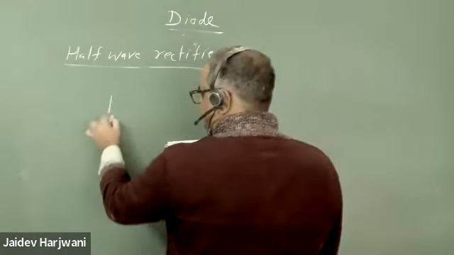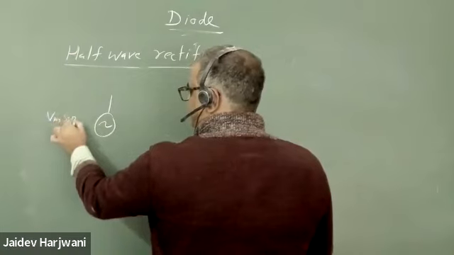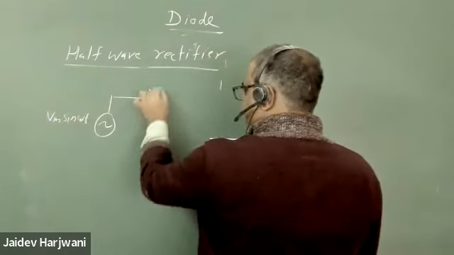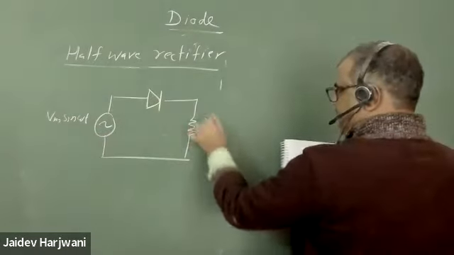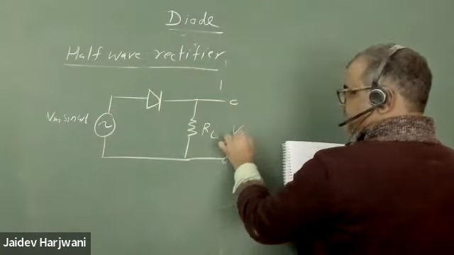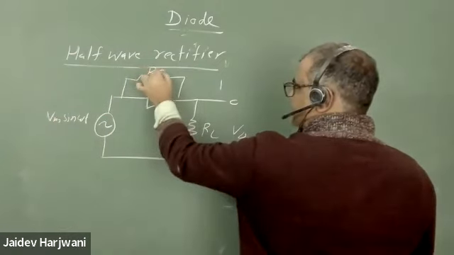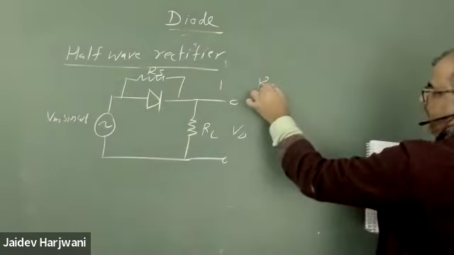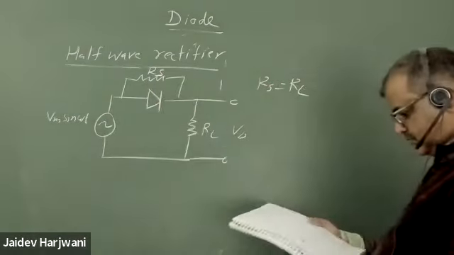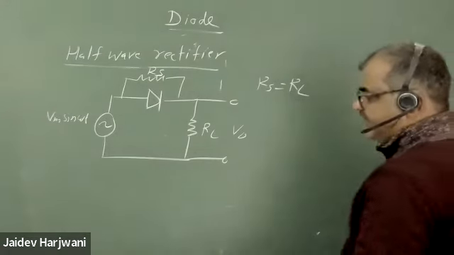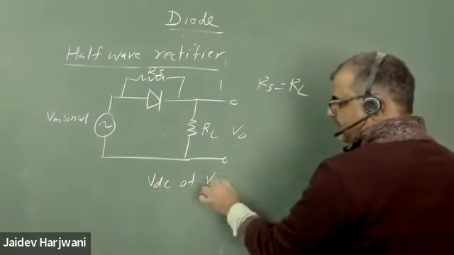I'm giving you a function. Say this is my Vm sine omega t. Here we have a diode. Here you have RL. Here you have a voltage drop V0. Here you have another diode RS. Now you take RS equal to RL. So better I'm writing both are R. You need to find the VDC of output, VDC of V0.